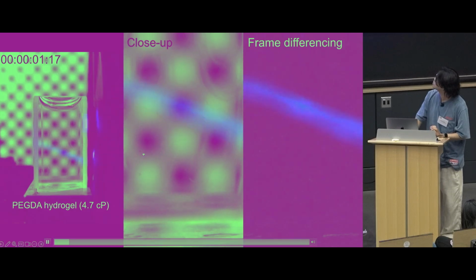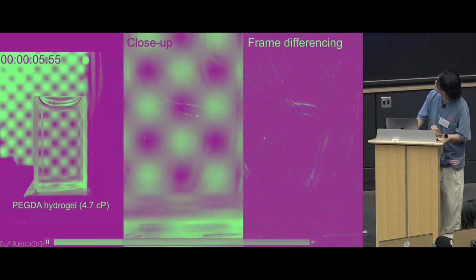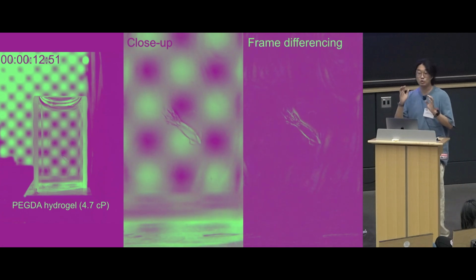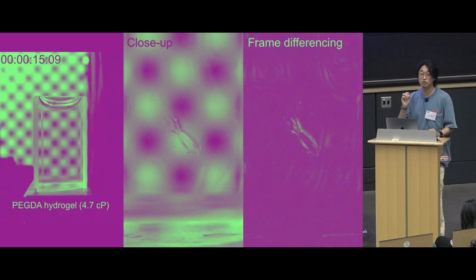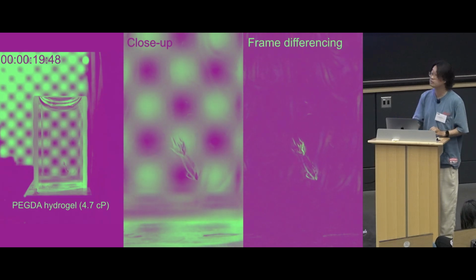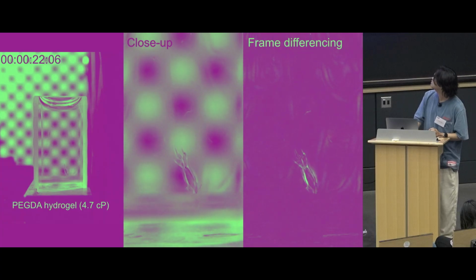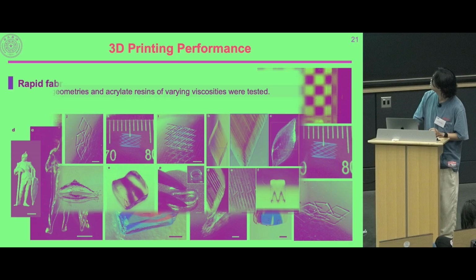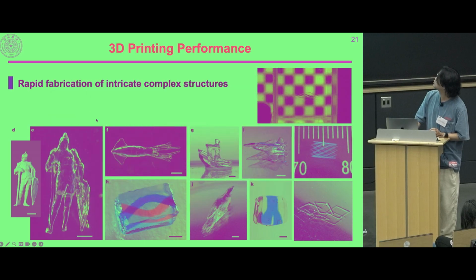This is another demonstration. As you see here, we shine the light, and you can see a squid being generated over time. The illumination time is only 0.6 seconds, but the cross-linking chemical reaction requires at least 1 second. But it's fast enough, we think.